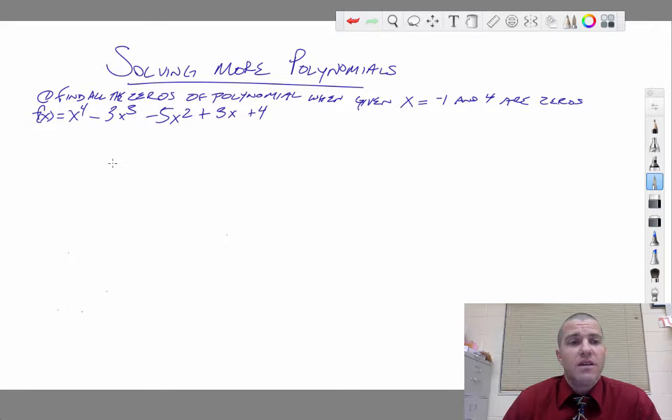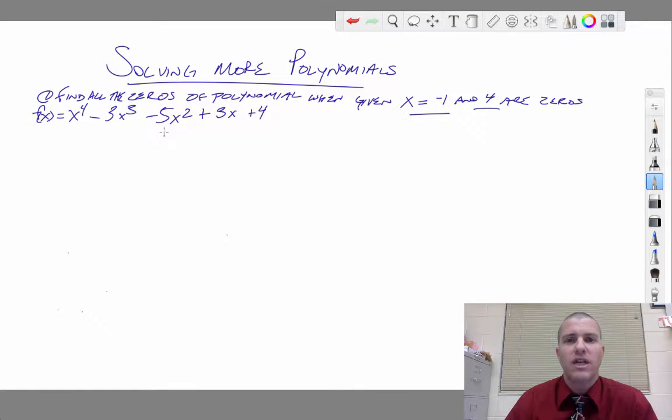Okay, so I'm going to try to get through this as quickly as possible. But we're given a polynomial, this quartic polynomial, and the question is to find all the zeros of the polynomial when given x equals 1 and 4 are zeros of that polynomial. So I'm given 2 of them, and I need to find all the others.